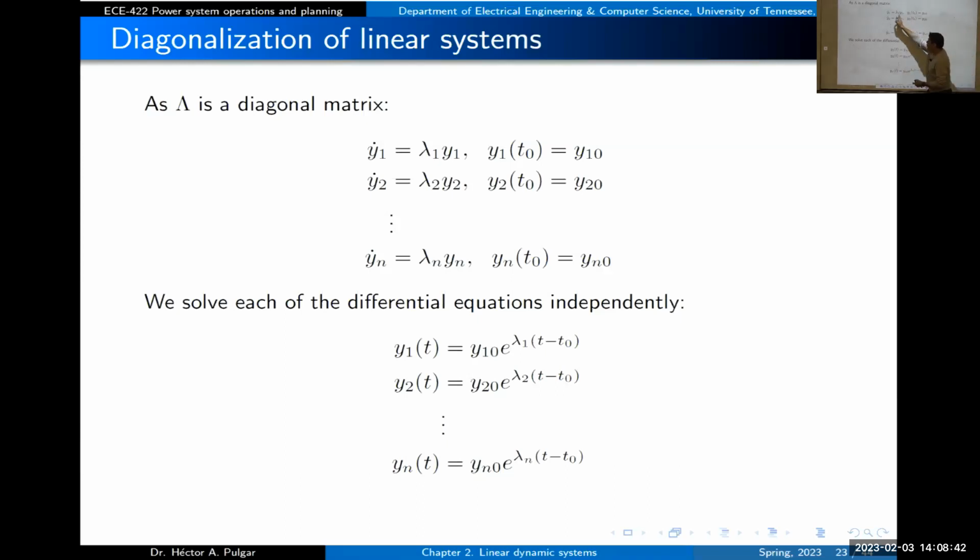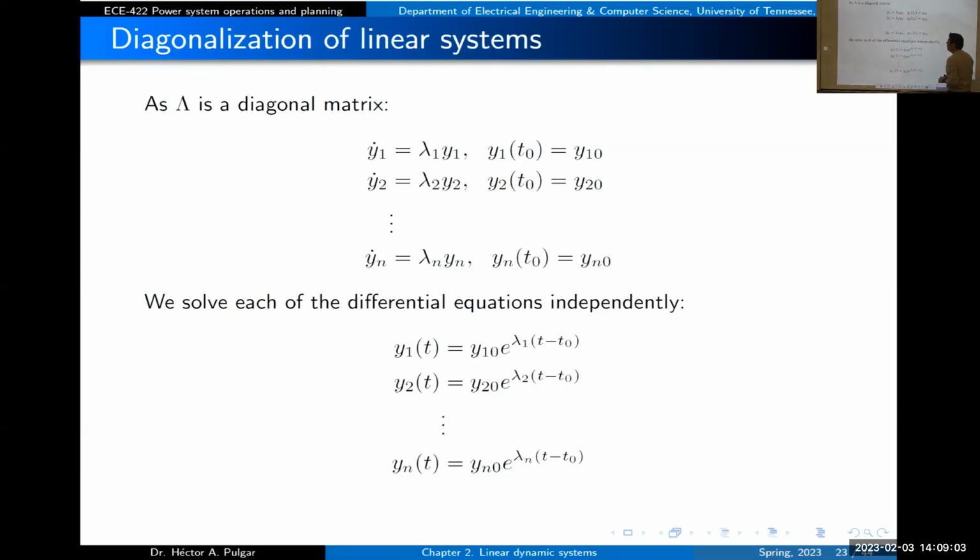We solve each of the equations independently. So we said, what is the only mathematical function that has this property, that the derivative of the solution is proportional to the solution? That's the exponential. And not only that, the initial condition of this needs to be y10.